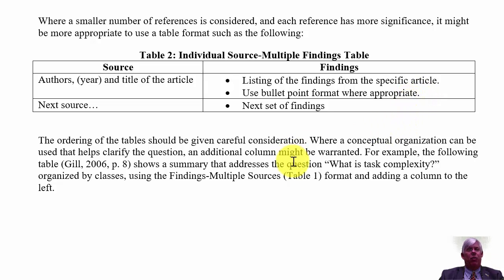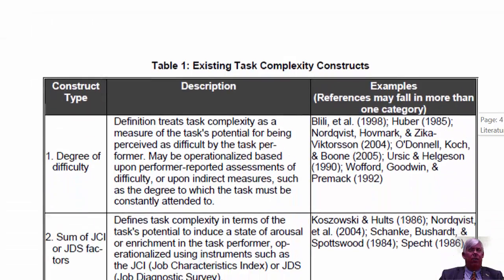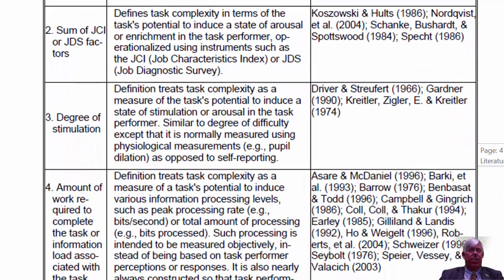Really, which of these is more appropriate depends on how many articles that you're searching. And I have a couple of examples from some academic articles that I wrote. For example, in this particular case, there were a lot of different research articles that used complexity in the same way. So I organized them according to a classification scheme that I developed. I described each classification, and then I identified the research that dealt with that.